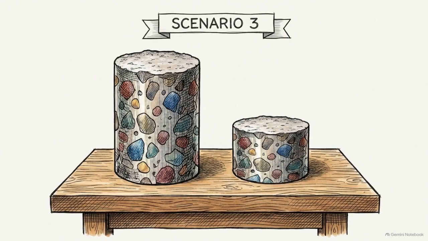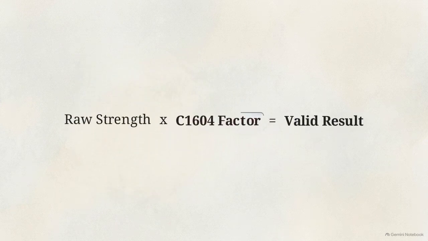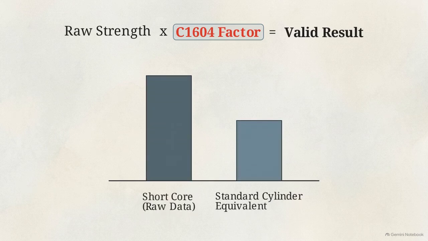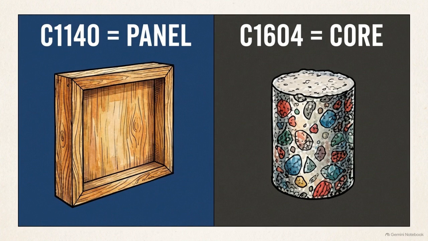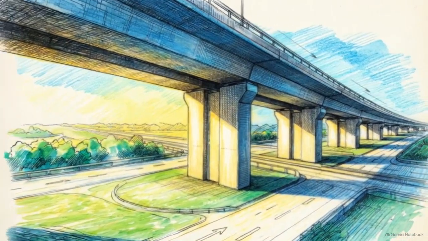Scenario 3. A core is extracted, but it features an unusually short length to diameter ratio. If you simply test the core and report the raw mathematical strength displayed by the machine, you have provided inaccurate data. ASTM C1604 mandates the application of specific correction factors. These calculations adjust the raw data to ensure the non-standard geometry produces a result comparable to the standard reference cylinders. Keep the exact boundaries clear for the exam. C1140 governs the rules of the panel. C1604 governs the rules of the core. A final reported test result is only as reliable as the raw specimen and the exact process that produced it.